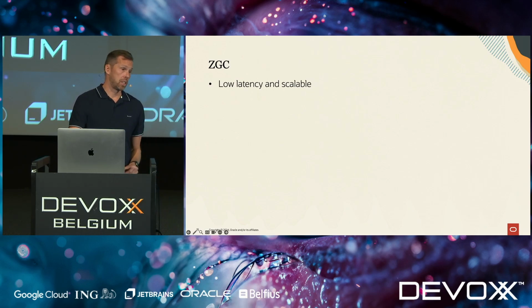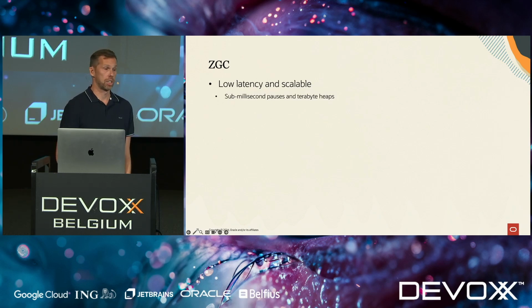Then we have the newest addition, ZGC. Its main focus is low latency, but we also want ZGC to be very scalable. And what we mean by that is basically we want sub-millisecond pauses, and we want to be able to handle terabyte heaps. And the way to achieve this is to make sure that the GC pauses don't scale with the heap size.